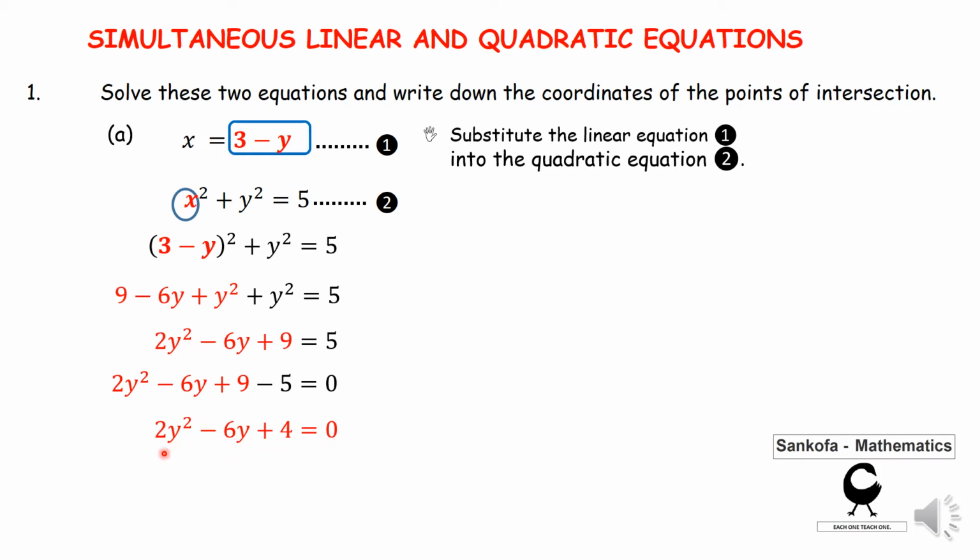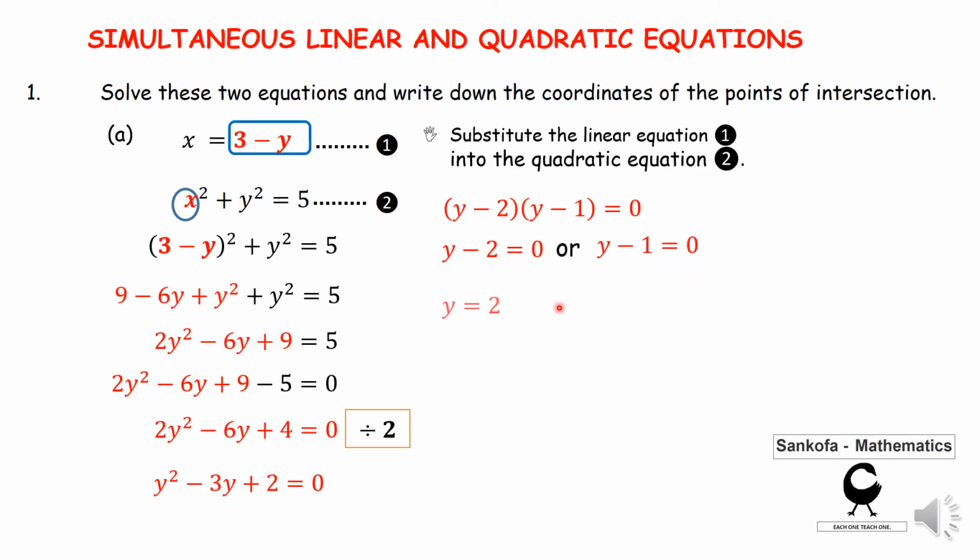So here you can divide through by 2, because 2 goes into 2, 2 goes into negative 6, 2 goes into 4, and 2 goes into 0, leaving you with y squared minus 3y plus 2 equals 0. Now this quadratic equation should definitely factorize, and its factors are y minus 2 and y minus 1. So we let each bracket equal 0, and that gives you one value for y equal to 2, or another value for y equal to 1.